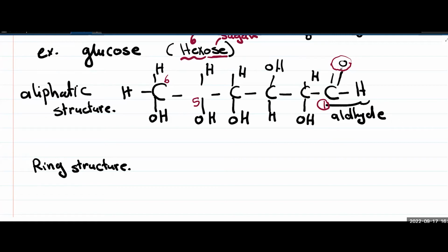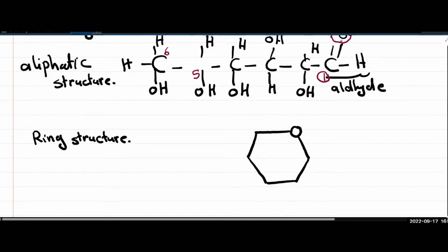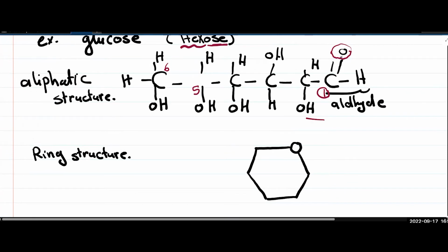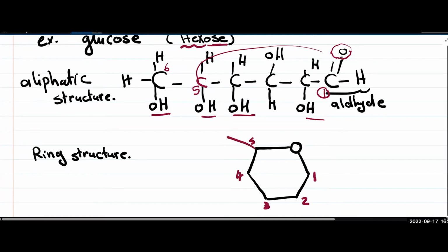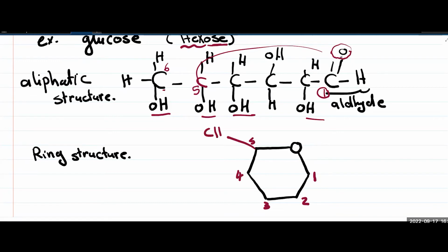So how can I draw the ring structure of glucose? I will draw the oxygen, then I will complete the hexagonal ring in that way. What about the hydroxyl group? How will I arrange them? Where is carbon number 1? It's clear. Carbon number 1 is here. And I said the bonding will be between carbon number 1 and 5. So 1, 2, 3, 4, 5. And here, carbon number 6 is out of the ring, as I told you, with its hydroxyl group.